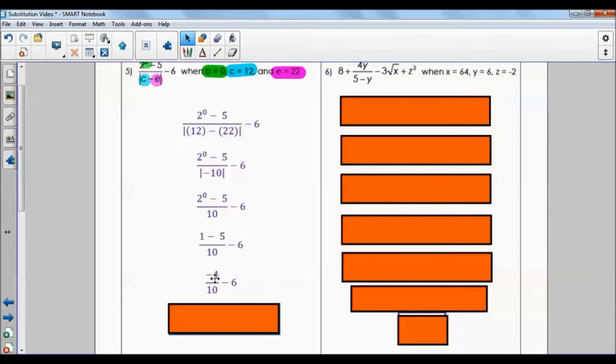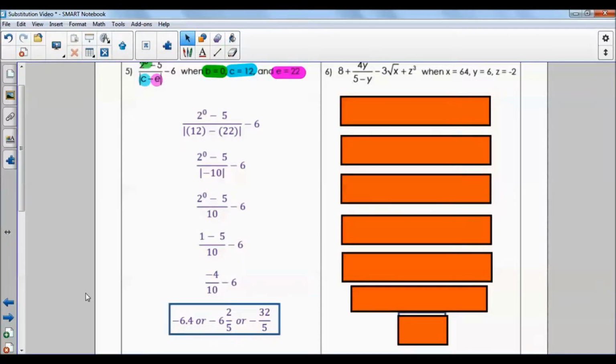1 minus 5 is -4. -4 divided by 10 minus 6 is going to give us -6.4 or -6 2/5, or as an improper fraction, -32/5. Any of these answers is fine. I would probably go with this first one. I would just change this to a decimal by dividing and then -6, but it's up to you.